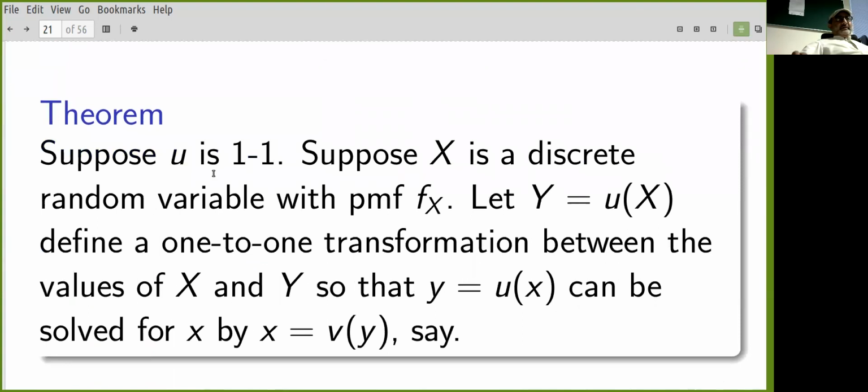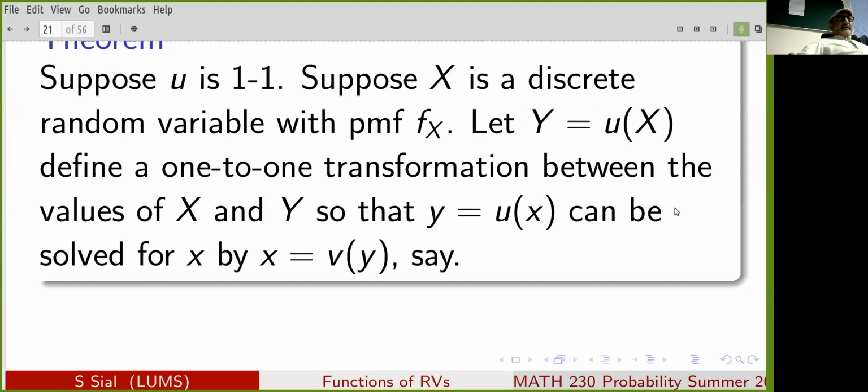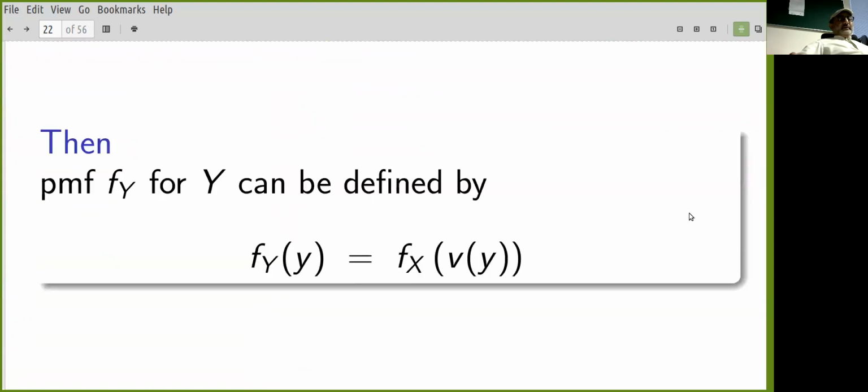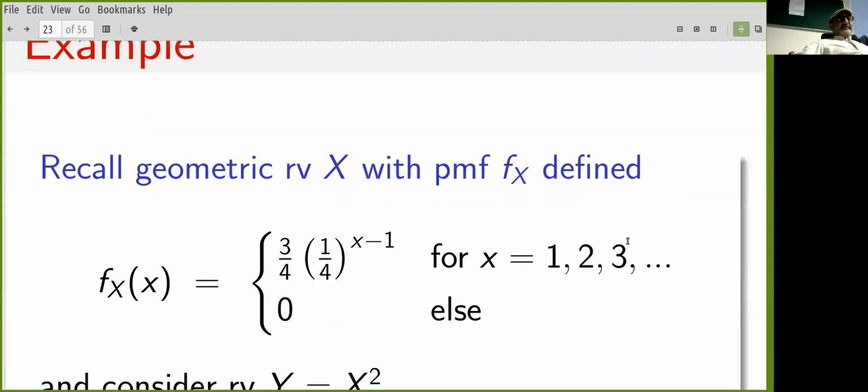So supposing that some map u is 1-to-1, and x is a discrete random variable which has a PMF f sub x, let the new random variable y equal u of x, and that's a 1-to-1 transformation between the values of x and y. Then y equals u of x can be solved for x by x equals v of y, where v would be the inverse of u, right? So then f sub y of y is equal to f sub x of v of y.